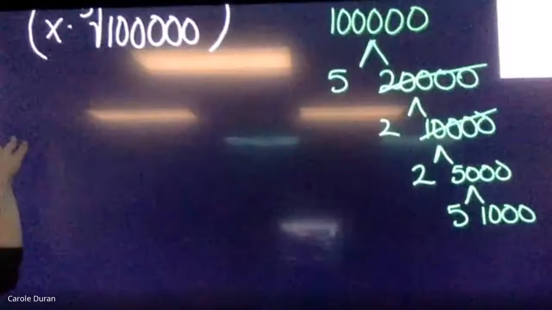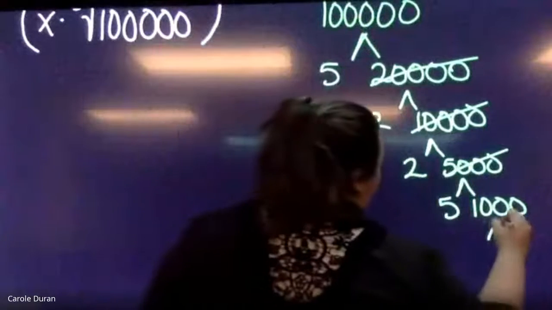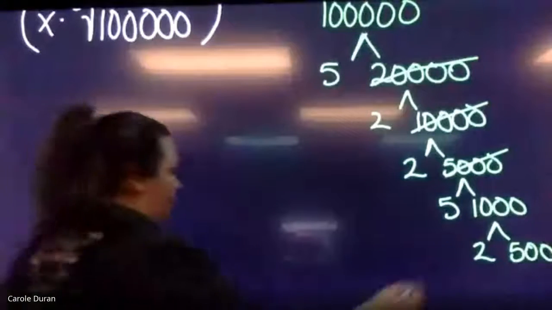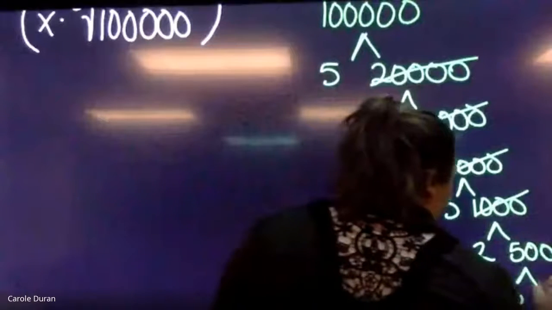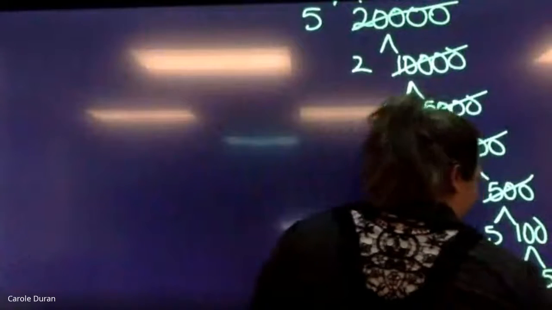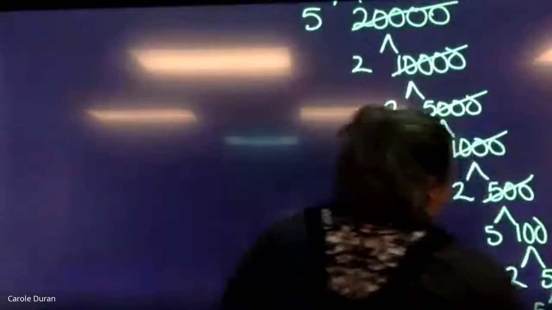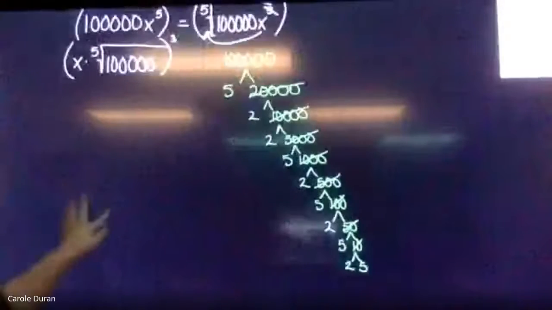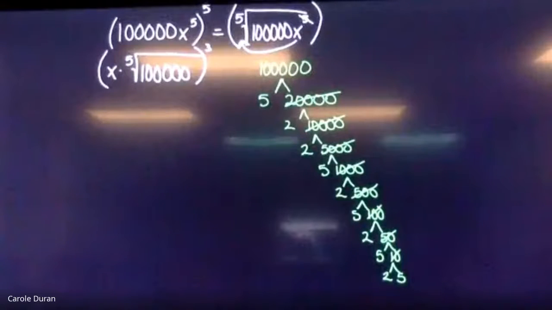What breaks down 1,000? 2 and 500. What breaks down 500? 5 and 100. What breaks down 100? 2 and 50. 50 breaks down into 5 and 10. And 10 breaks down into 2 and 5. Let's make sure that we have all of them written.